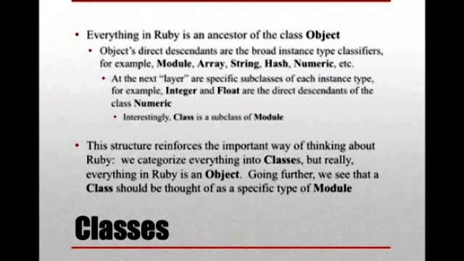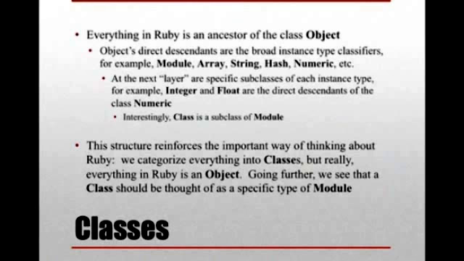So since every object has a class, the overriding class, the one that everything in Ruby belongs to, is the class Object. Directly below that are the different instance types in Ruby. So for example, array, string, hash, numeric. These are all direct subclasses of object, and everything in Ruby is just sorted into these classes.